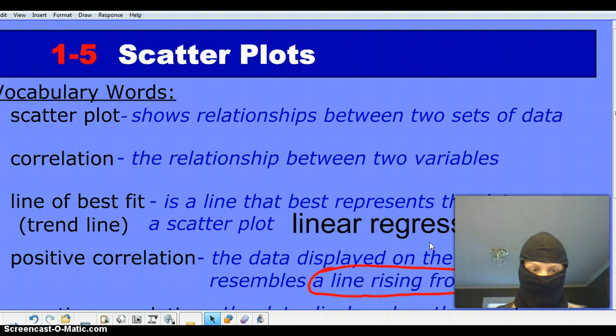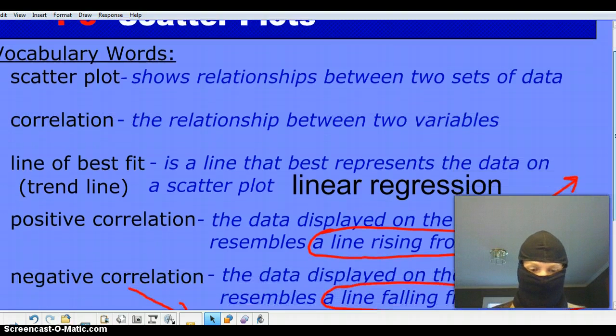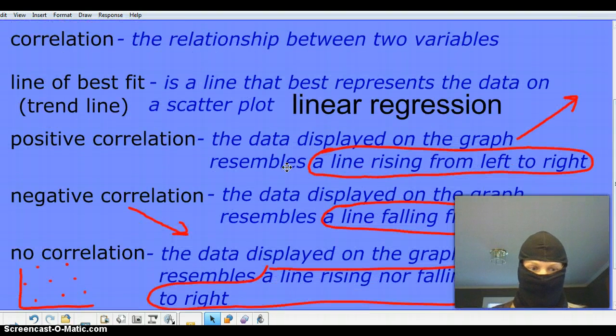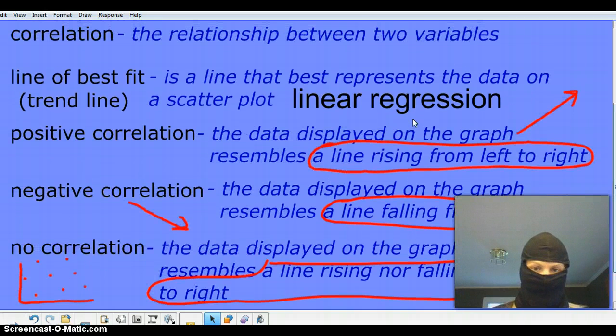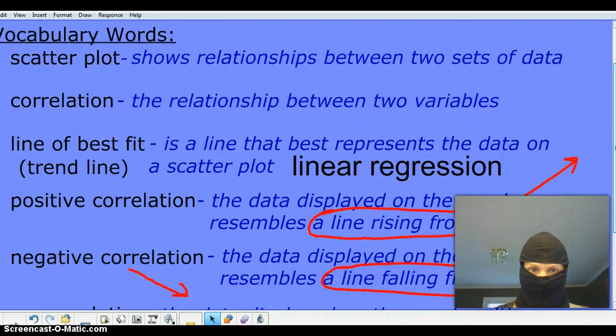You should be familiar with positive correlation, where the data rises from left to right, negative, where the data goes top to bottom, like a negative slope, and no correlation, and that's where your points are kind of all over the place. There's no definite rise or fall to them. So those are things you need to come into class knowing. The three words for a trend line: positive, negative, no correlation, and the understanding that a scatter plot is made to show a relationship between two variables.